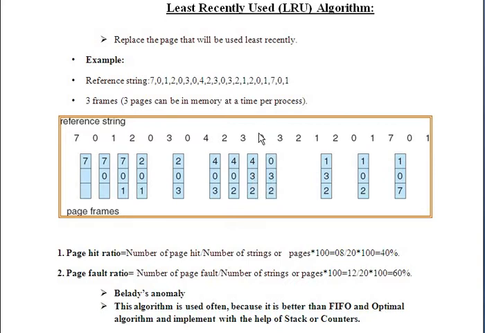Now next, 0 has to be accommodated. Which one is least recently used here? 3 is most recent, 2 is next to it, and 4 is next to it. As per this analogy, 4 becomes the least recently used. So 4 has been replaced by 0, giving 0 3 2.